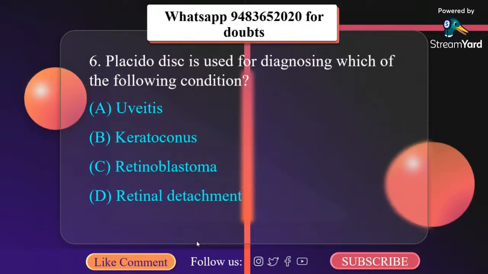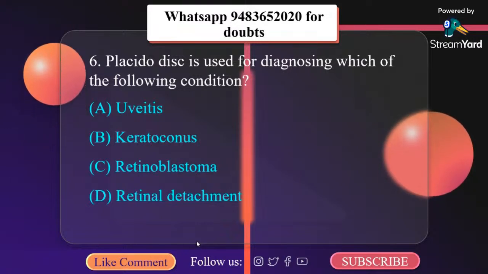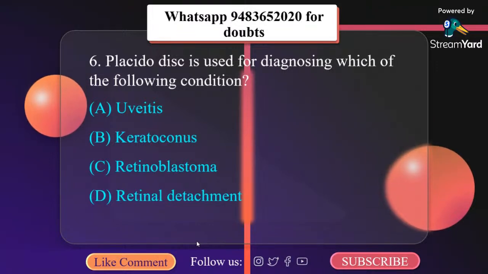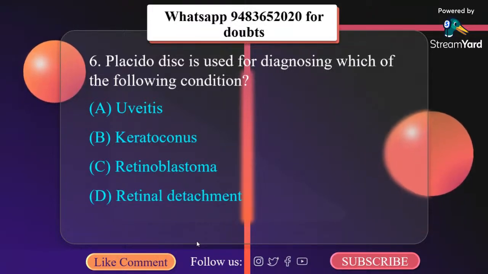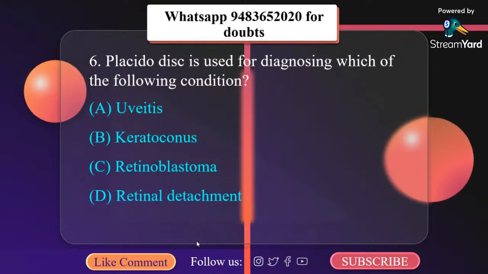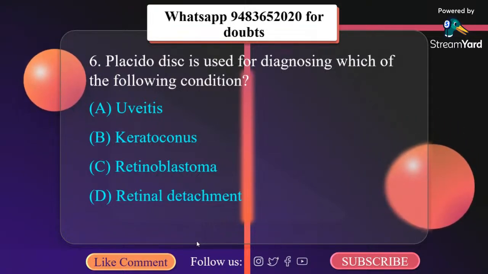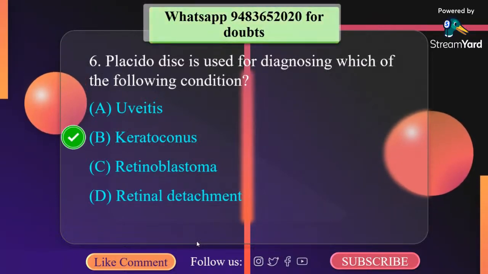What is Placido keratoscopy disc? It is a disc painted with alternating black and white circles. It may be used to assess the smoothness and curvature of the corneal surface. Normally, on looking through the hole in the center of the disc, a uniform sharp image of circles is seen on the cornea. Distortion of circles occurs when irregularities are present on the corneal surface. So the correct answer here is keratoconus.